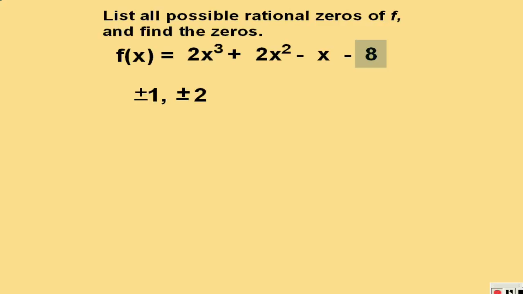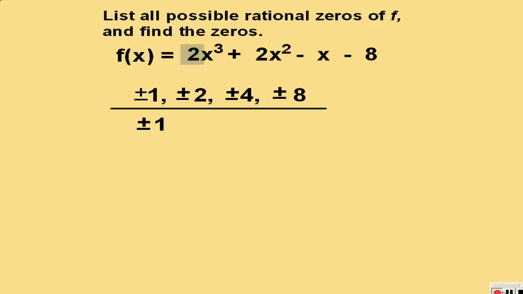3 doesn't, but 4 does, both plus or minus. 5 doesn't, 6 doesn't, 7 doesn't, but 8 does. So these numbers are the only numbers that are factors of the constant term 8. We now put those over the factors of the leading coefficient, or 2, plus or minus 1, and plus or minus 2 only.